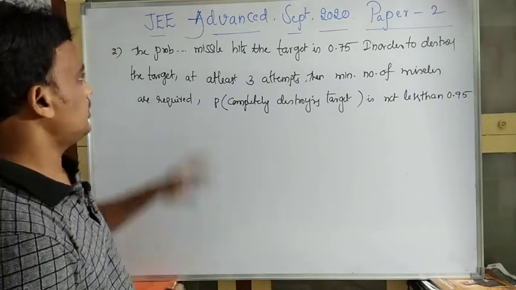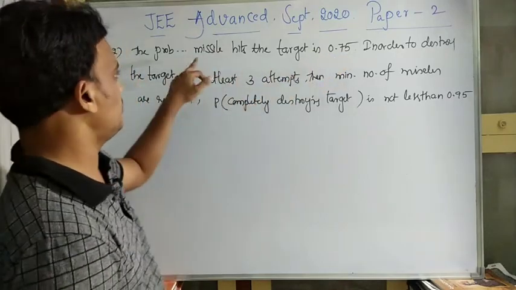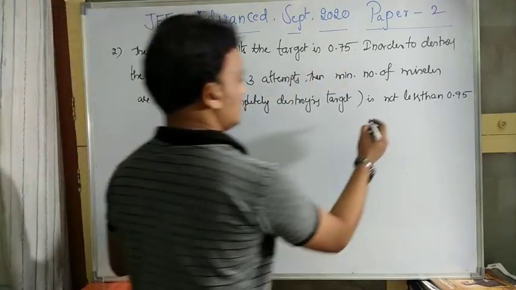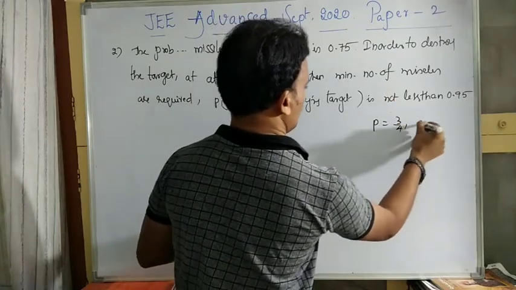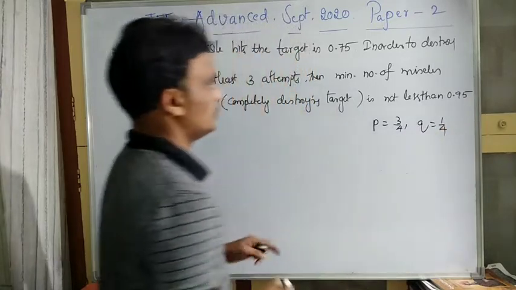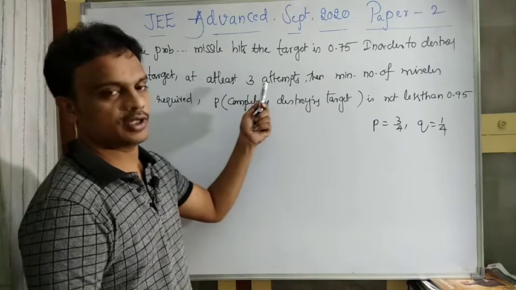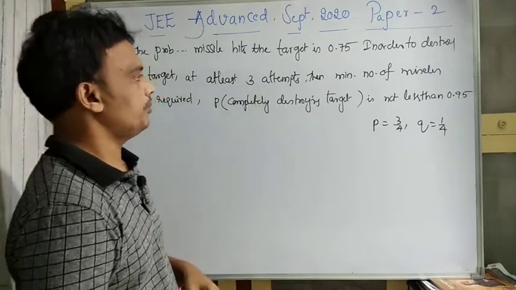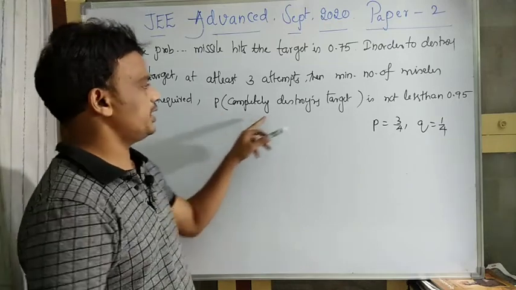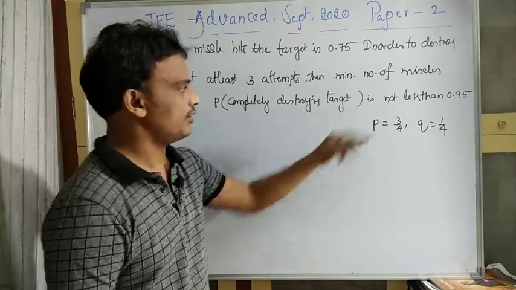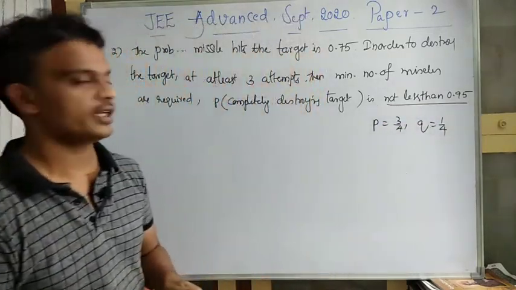The probability of the missile hitting the target is 0.75, which is 75 by 100, that is 3 by 4. Failure cases are 1 by 4. In order to destroy the target, at least 3 attempts are required. Finally, the minimum number of missiles required such that the probability of completely destroying the target is not less than 0.95, that means greater than or equal to 0.95.